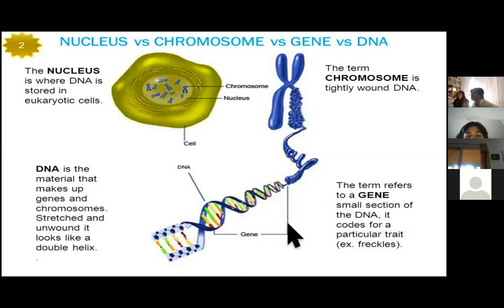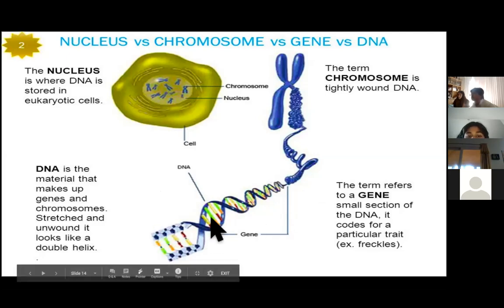And again, DNA is the material that makes up genes and chromosomes. Stretched and unwound, it looks like a double helix. So if you could see, it looks like a ladder.